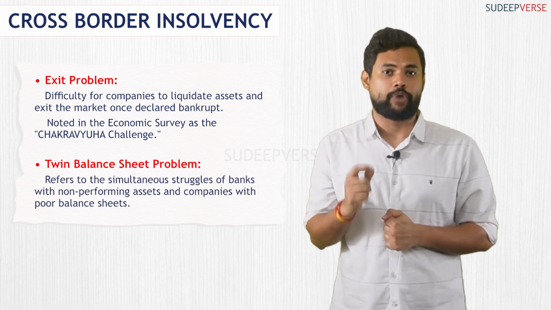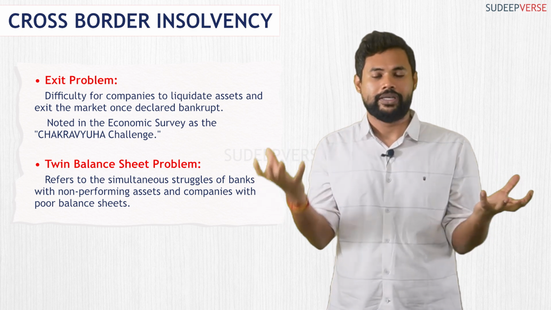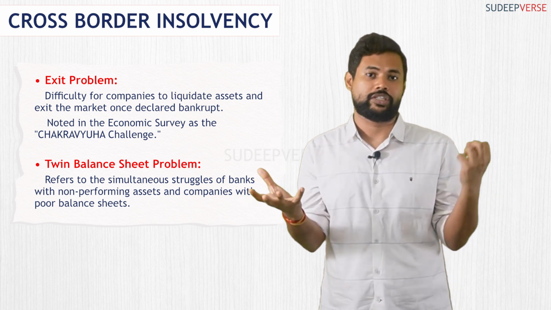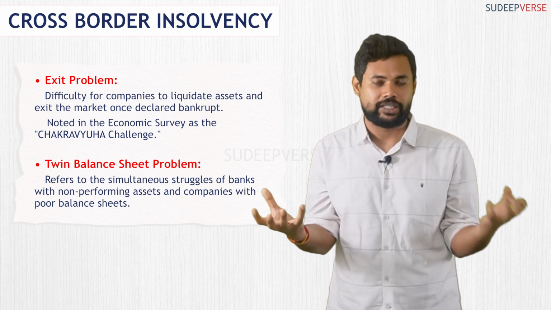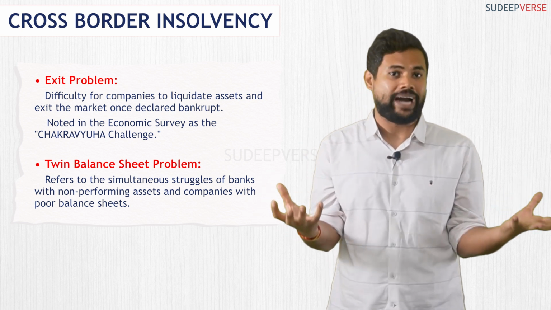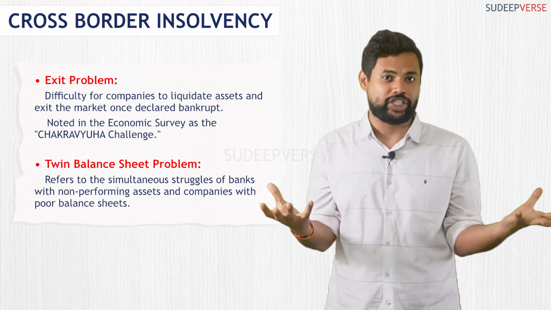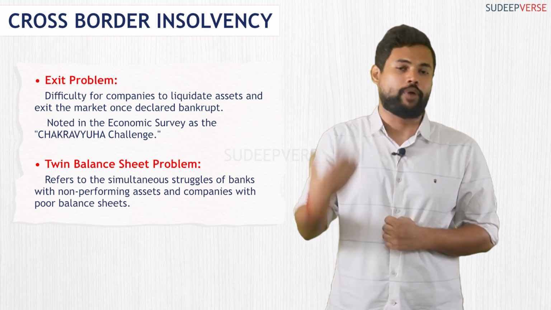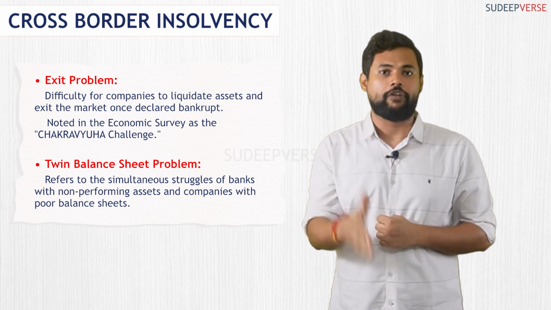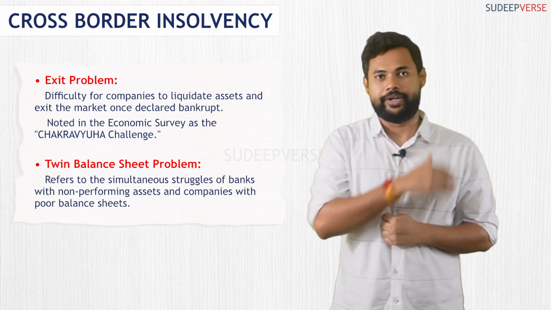The twin balance sheet problem was the problem on both sides of the economy, that is, on the side of the bank as well as on the side of the company. The banks were suffering from non-performing assets, and the companies had very bad balance sheets. The non-performing assets of the banks, together with the bad balance sheets of the companies, is what was known as the twin balance sheet problem. This happened because of the exit problem, or the Chakravyuha challenge, that was faced by India.